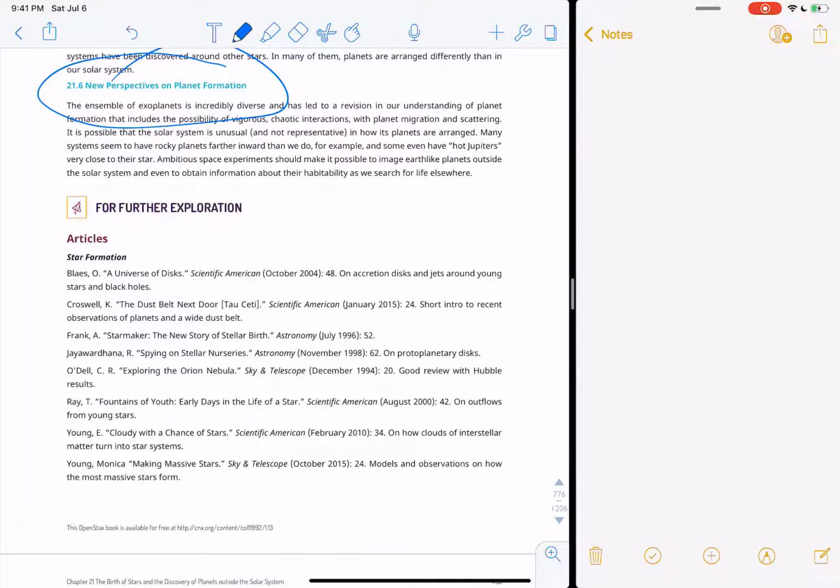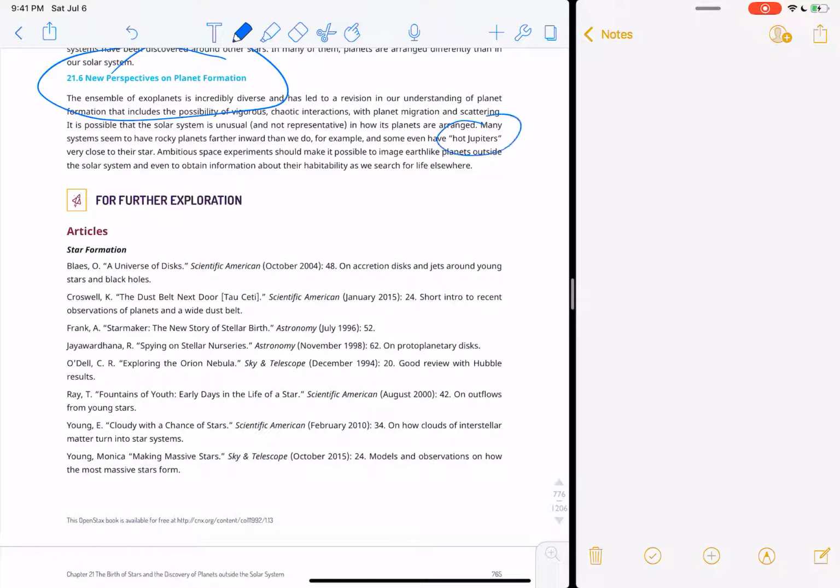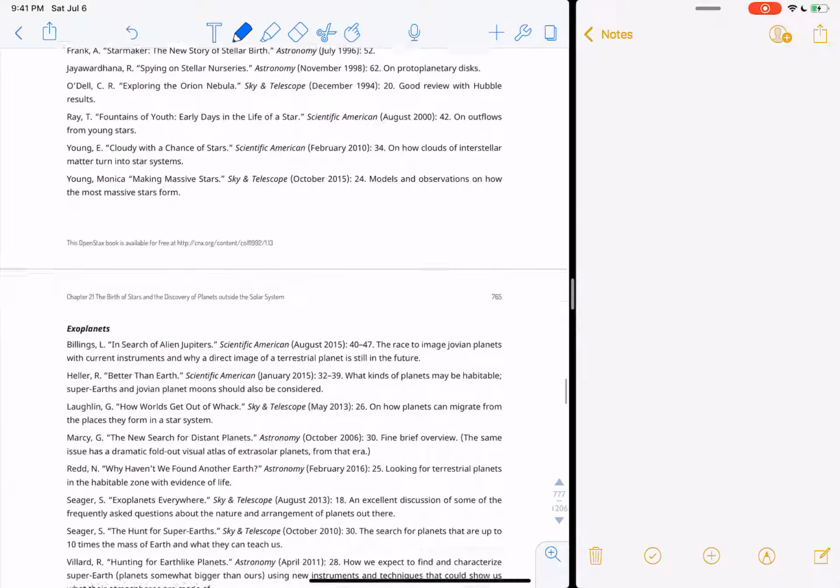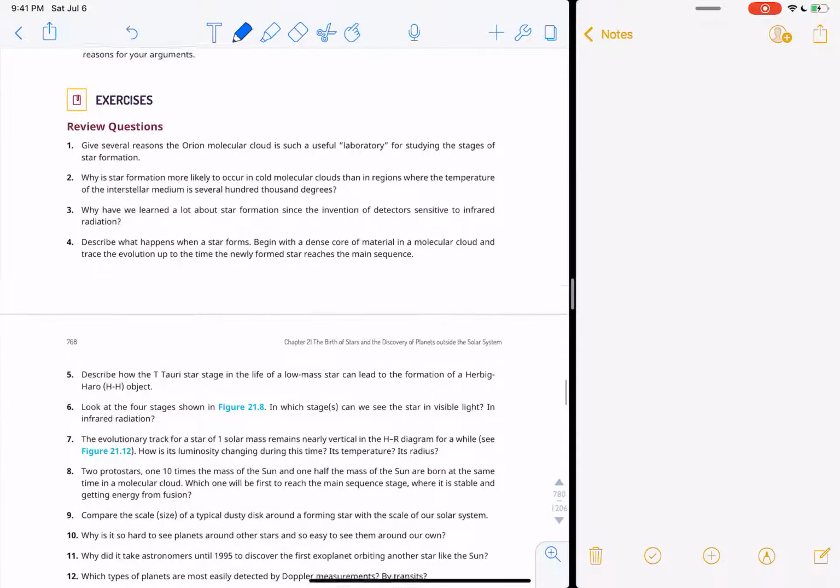Again, that hot Jupiter is an example of how you get a gaseous giant so close to a star, and there are some interesting problems to solve with respect to that.